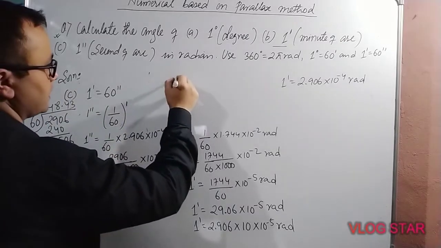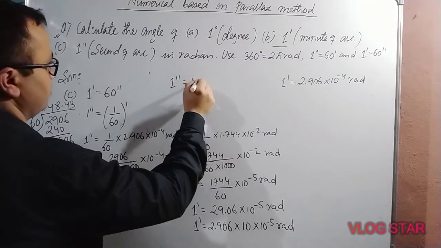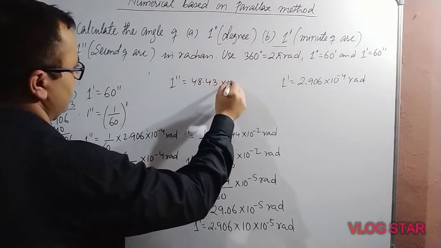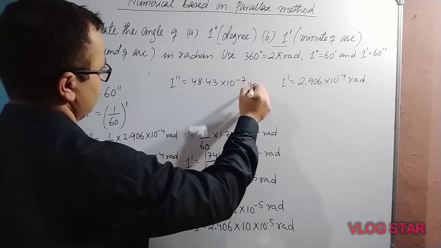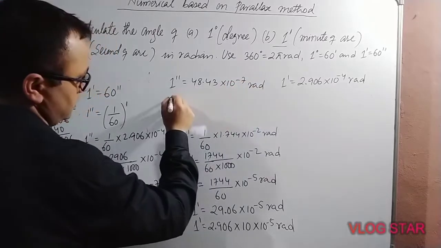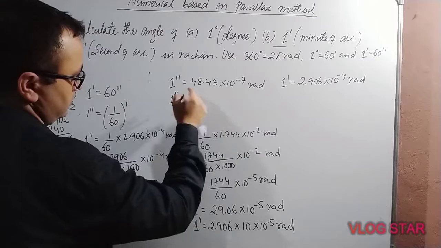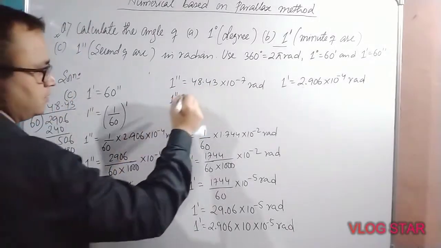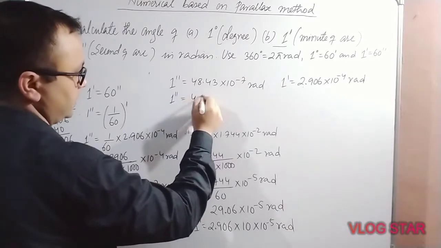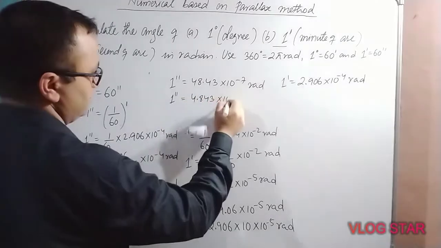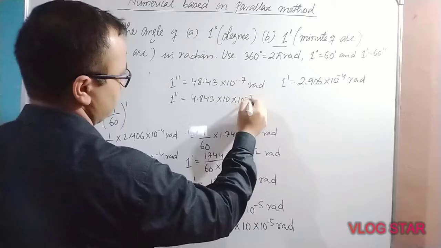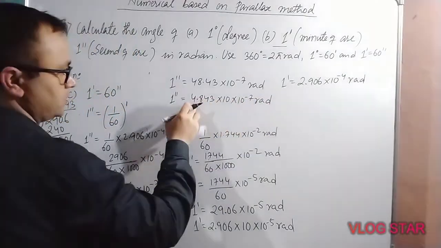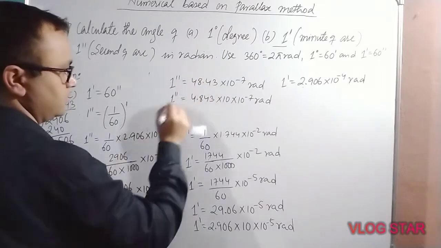So 1 second equals 48.43 into 10 to the power minus 7 radian. Now take out 10 to make this significant: 4.843 into 10 to the power minus 7 radian. If you multiply 10 with this number, you will get this number.